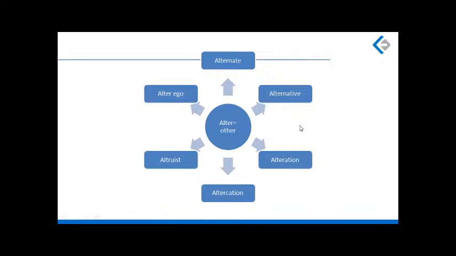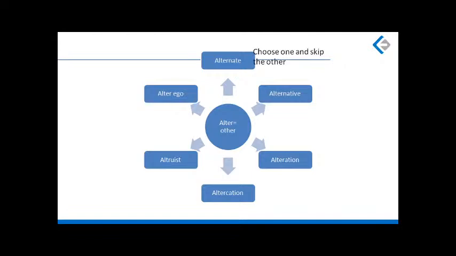So ego gives me another root, alter. Alter again is an English word and it's a Latin root. As a Latin root, it means other. As an English word, it's a verb which means change or modify. That is why you have the noun alteration. So alter gives me alternate, which is again an adjective.